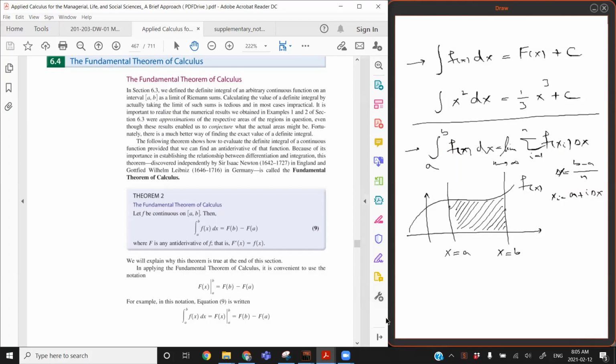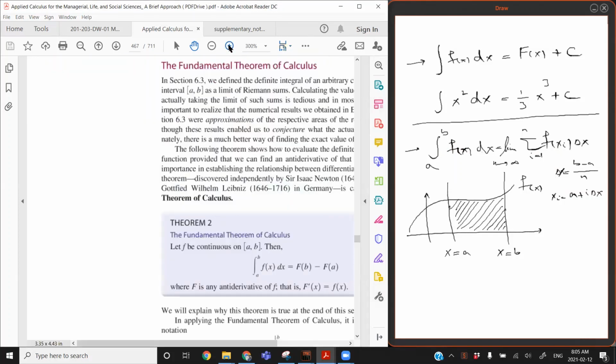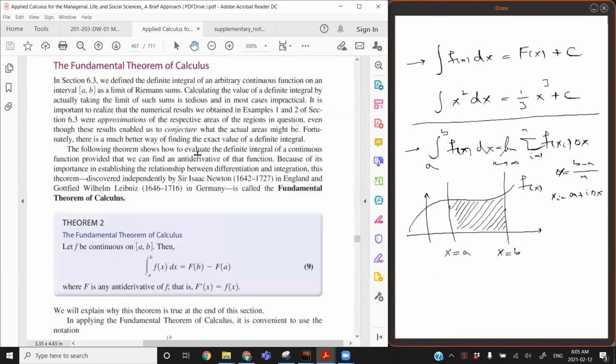So this is the fundamental theorem of calculus. It says, let f be a continuous function on the closed interval from a to b. Then this definite integral, which is going to be this area of the region, let's say R, is going to be simply uppercase F of b minus uppercase F of a, where uppercase F is any antiderivative of the lowercase f. That is, F prime of x is lowercase f of x.